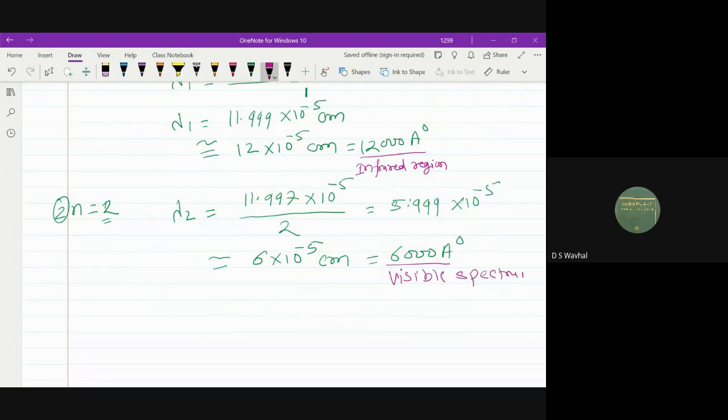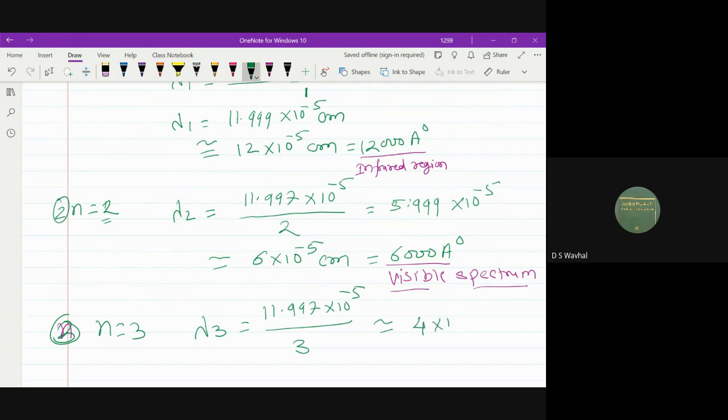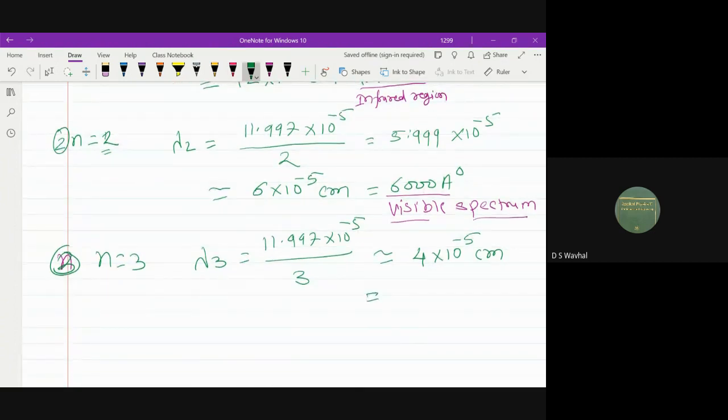So this wavelength will be absent in the reflected light. We are studying the destructive interference here. Then let's find what we get when n equals 3. When n equals 3, lambda 3 is the same thing, 11.997 into 10 to the power minus 5, divided by 3. And this value is close to 4 into 10 to the power minus 5 centimeter. And that is nothing but 4000 angstrom.